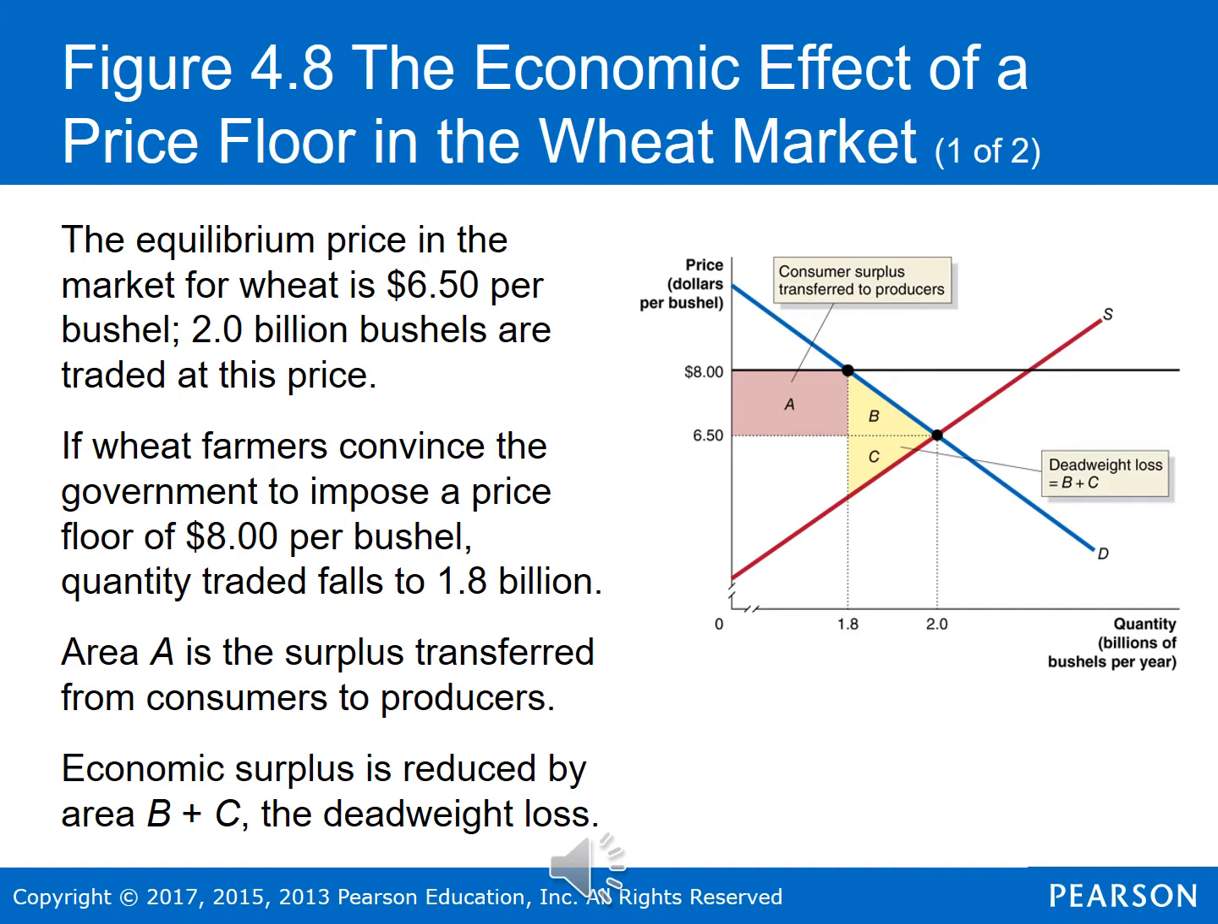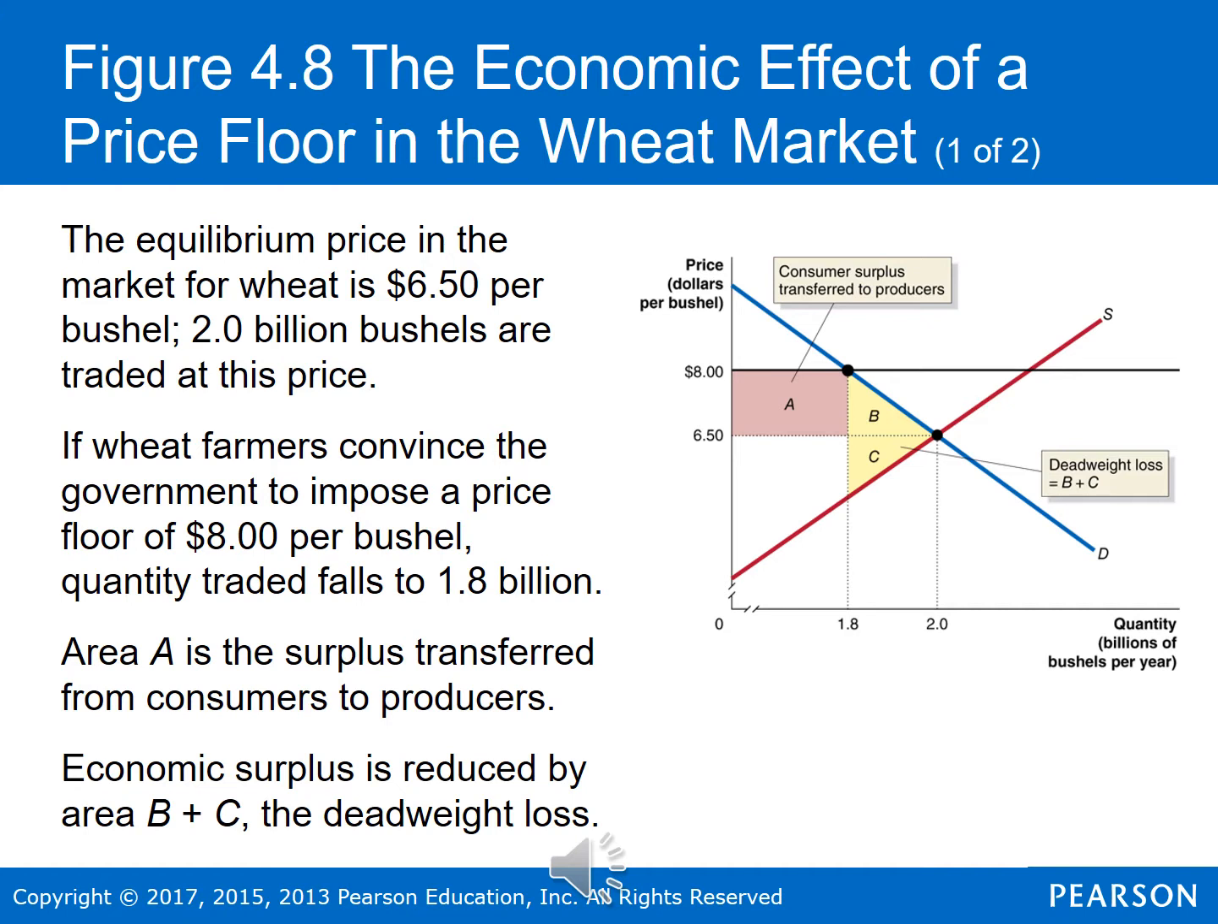So let's see how this would work. In equilibrium here, the price is going to be where the supply curve crosses the demand curve. So in this case, $6.50. And at $6.50, the quantity traded, the equilibrium quantity, is going to be 2 billion bushels of wheat per year. The consumer surplus is going to be the difference between the demand curve and the price of $6.50. And the producer surplus is going to be the difference between the price of $6.50 and the supply curve.